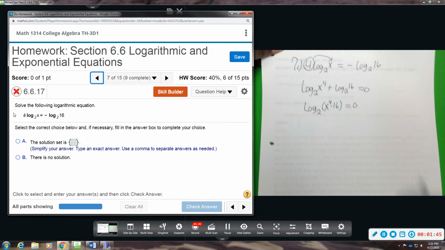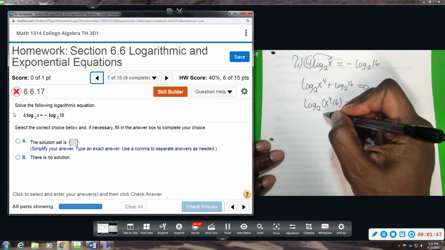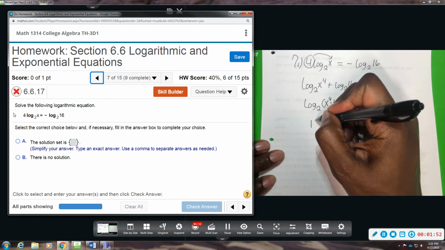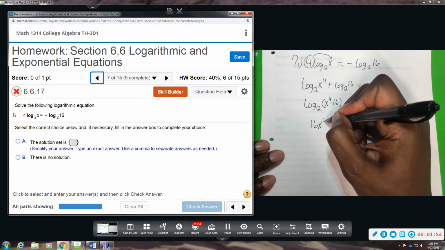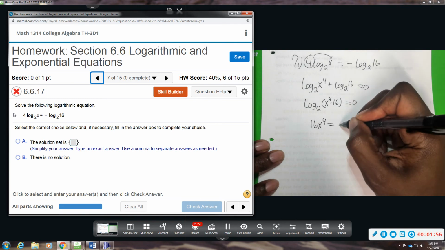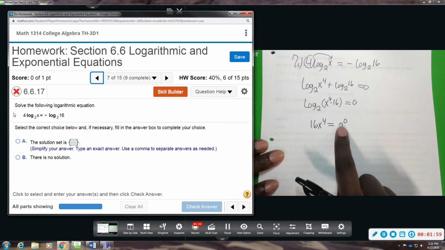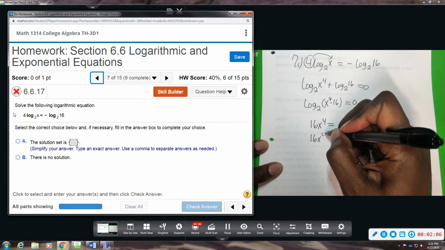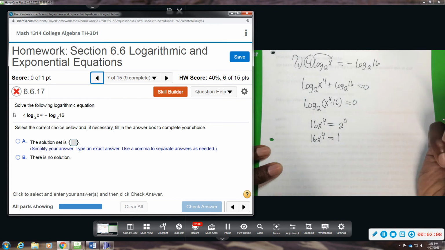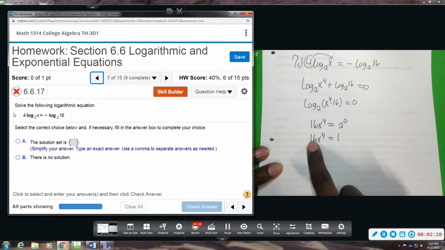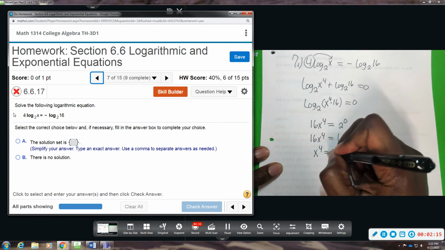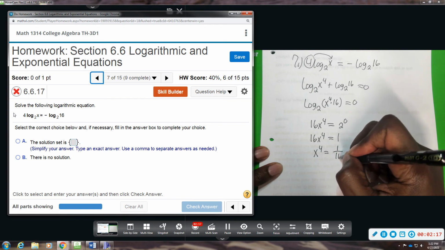From this point, I'm going to rewrite this in exponential form. So 2 over here. This will leave me with, I'll go ahead and write this as 16x to the 4th equals 2 to the 0. Any number to the 0 power is 1. So we're looking at 16x to the 4th equals 1. And then from here we solve for x. Divide by 16. That will leave us with x to the 4th equals 1 over 16.